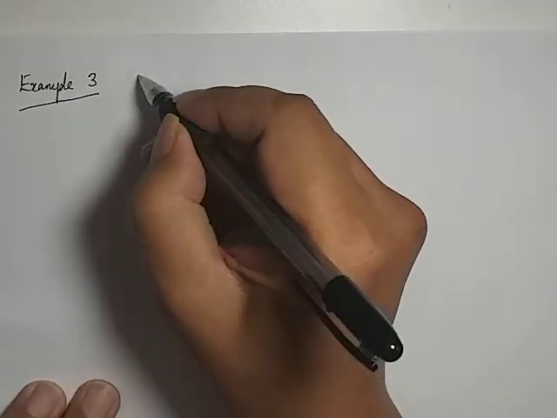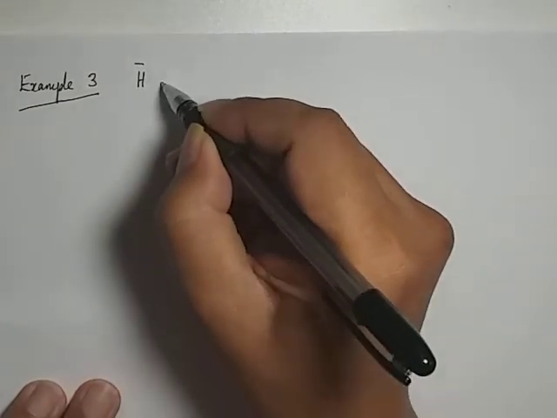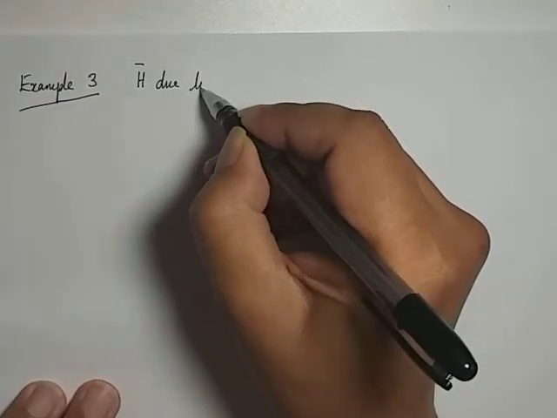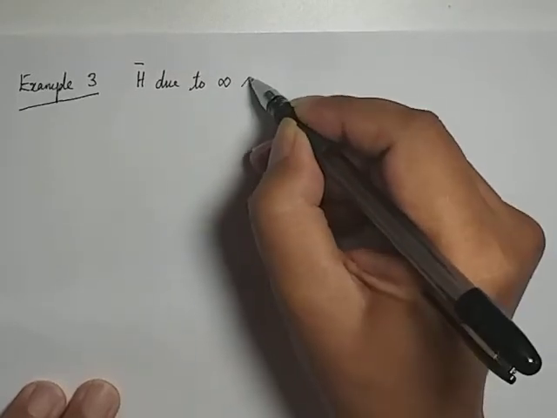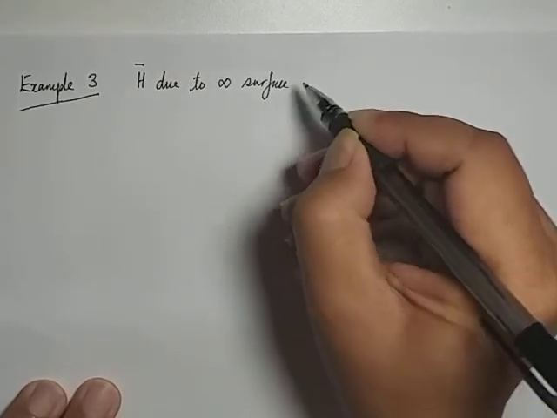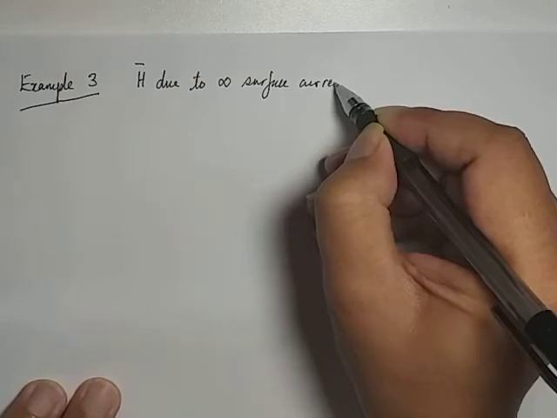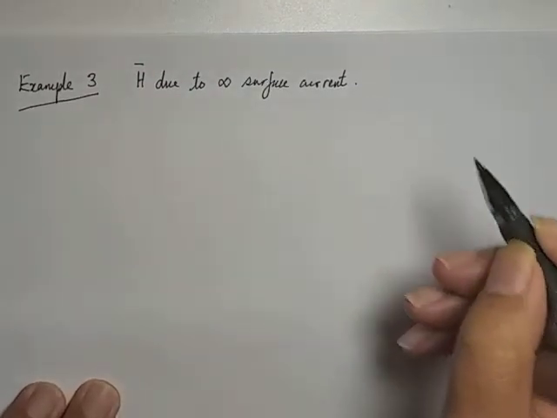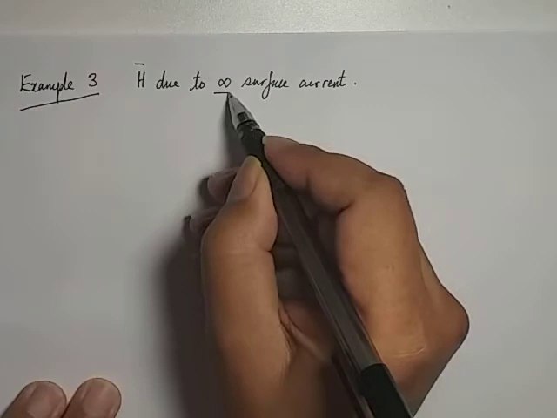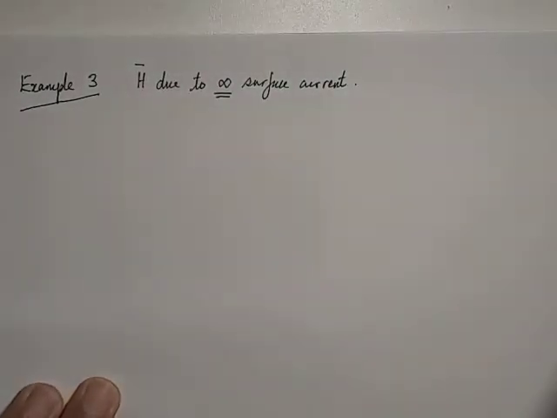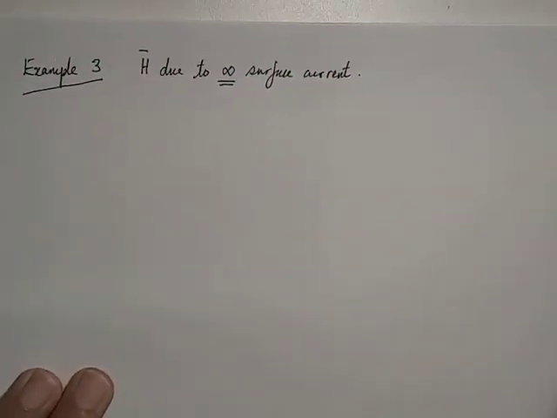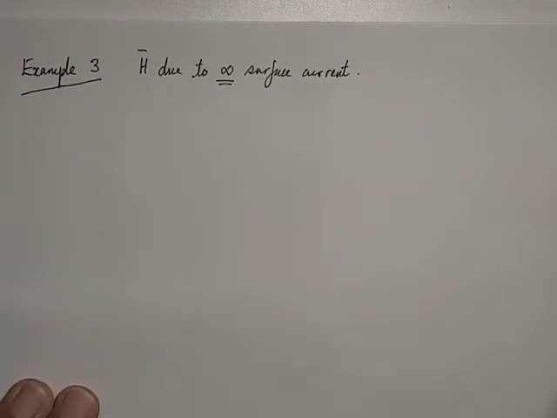Okay, just make it as title: H due to surface current. Okay, H due to infinite surface current. So I just want to use the ACL approach here, therefore I add the term infinite here. So that is the justification for me to use ACL in my problem solving. Okay, so I want to find H due to surface current.